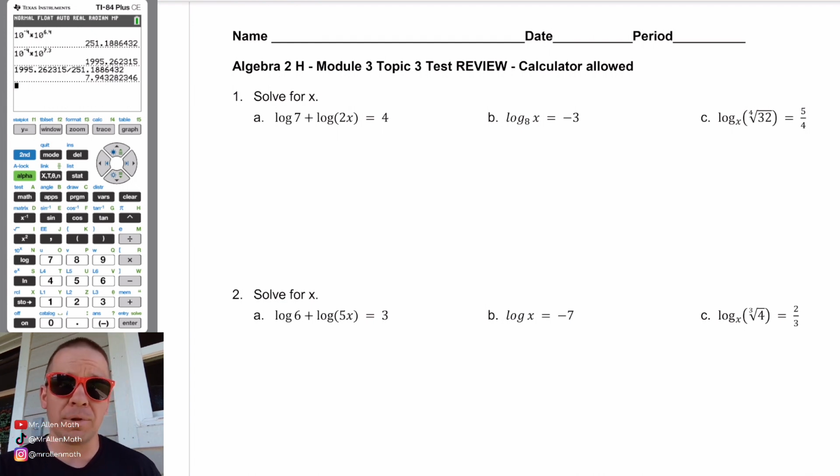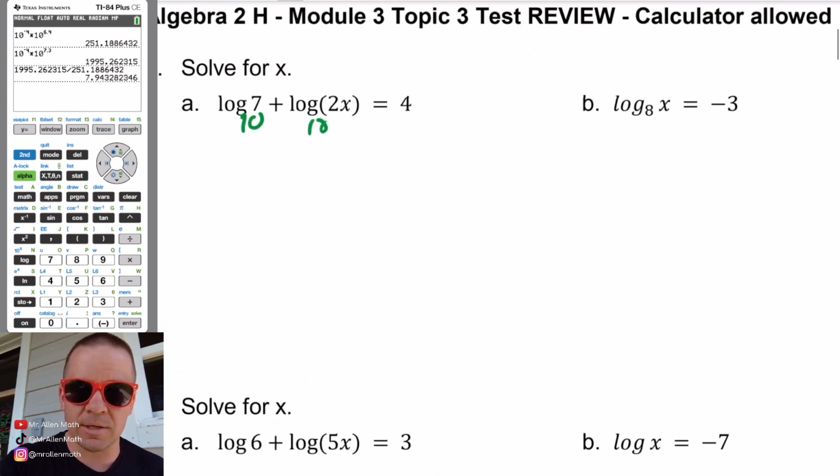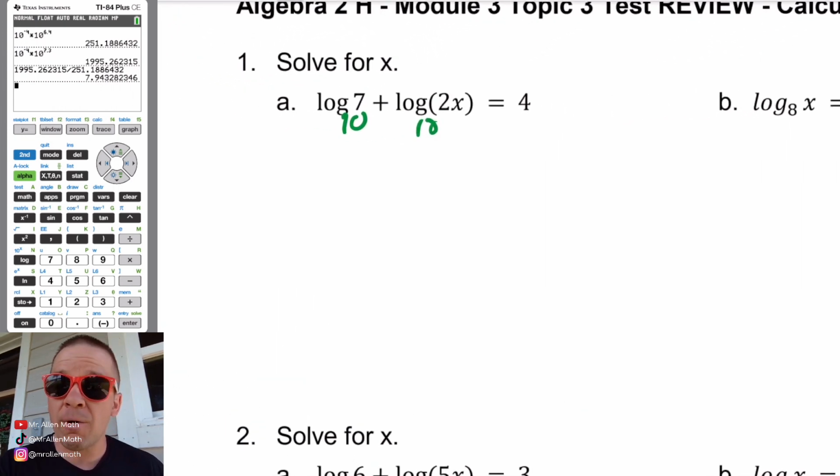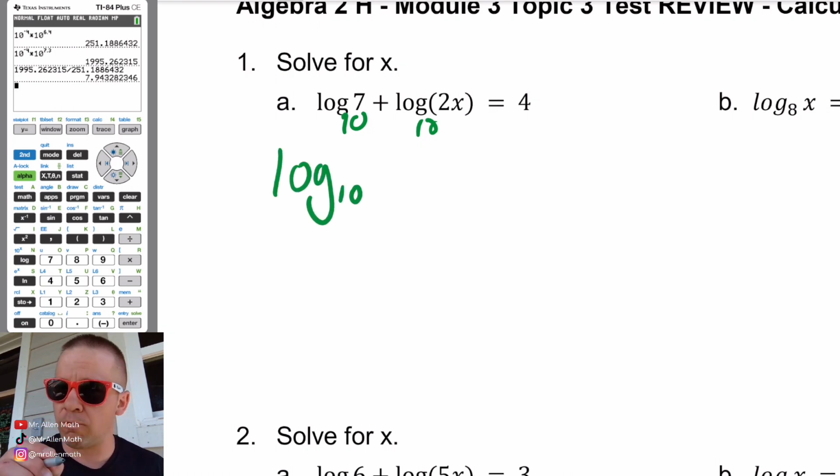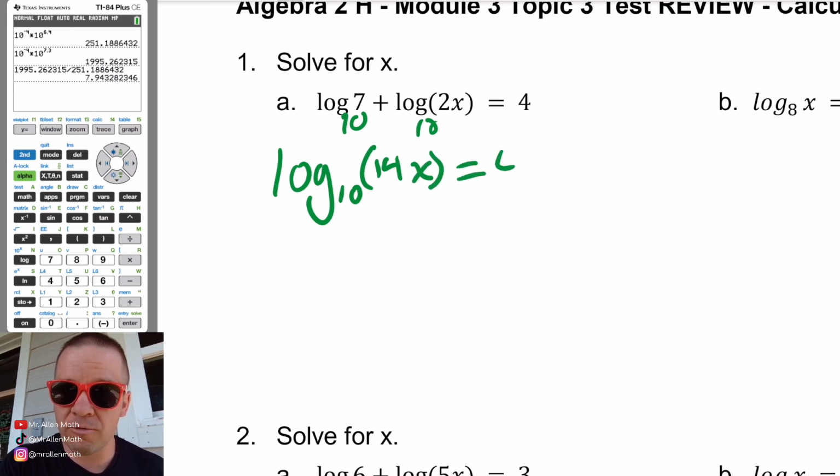We got log of 7 plus log of 2x equals 4. Now, when the log base isn't written, it's implied that it's base 10. So I can go ahead and write a little 10 down there. Let's zoom in a little bit more. Now I'm going to condense these two logs into a single logarithm. So I can have a log, and we can write base 10 just so we remember, it's going to be helpful in a sec, of 7 times 2x. So we're going to have log base 10 of 14x equals 4.